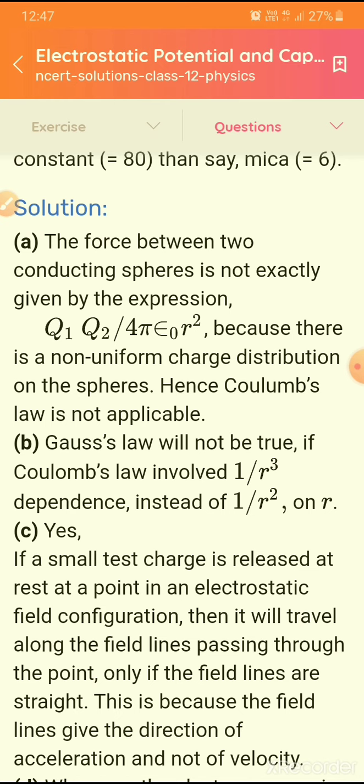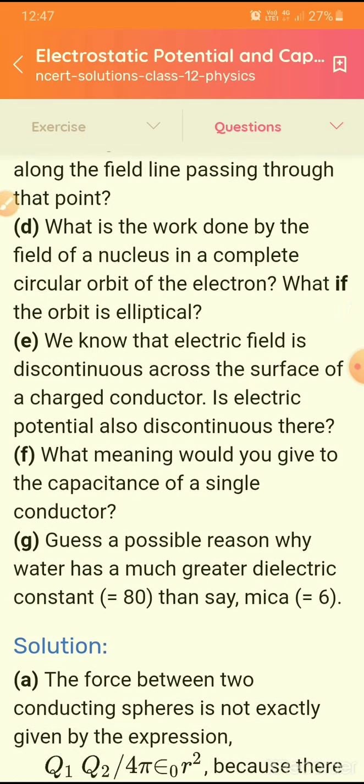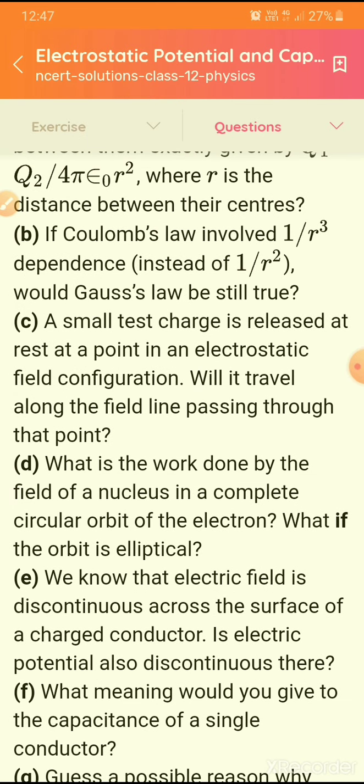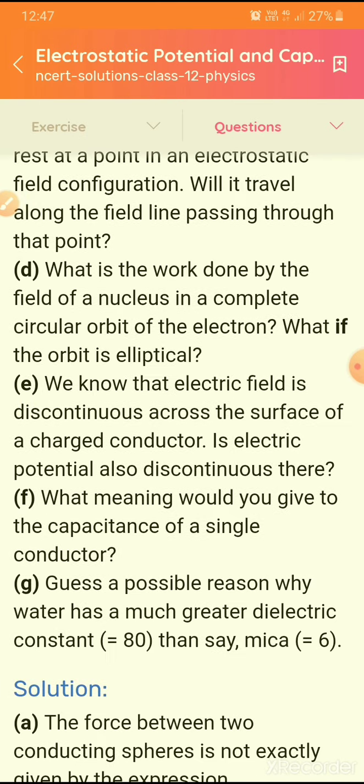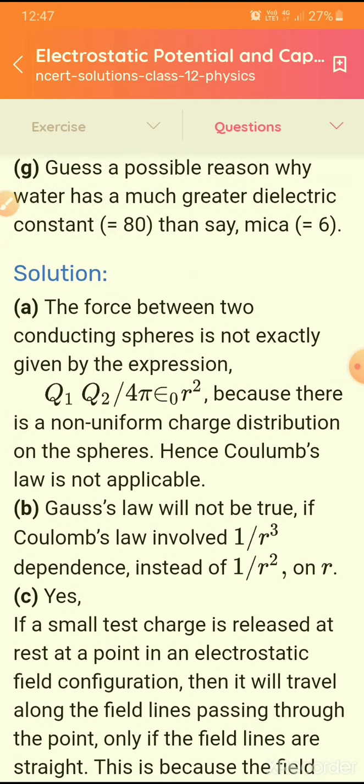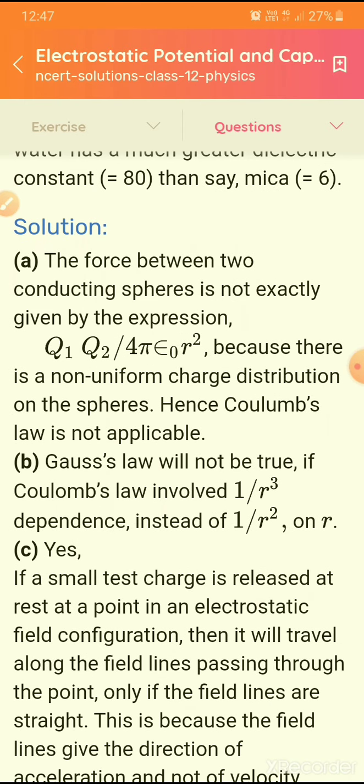And then, if we go for the second one, it is asked whether Gauss's law will still be true. If Coulomb's law involved 1 by r cube dependence instead of 1 by r squared, then Gauss's law will not be true.